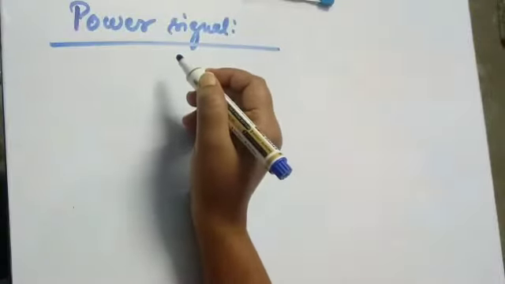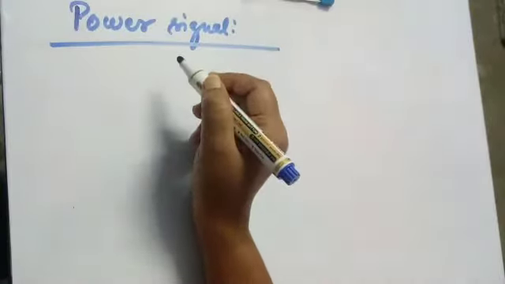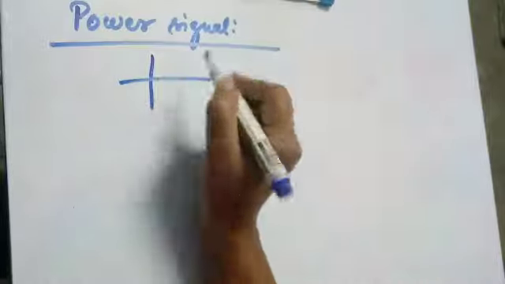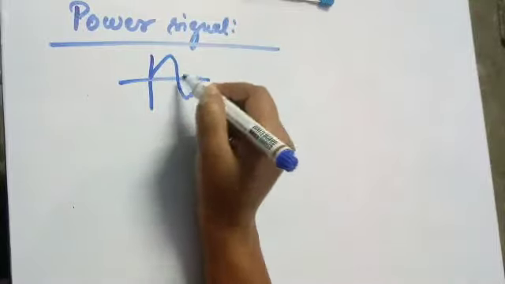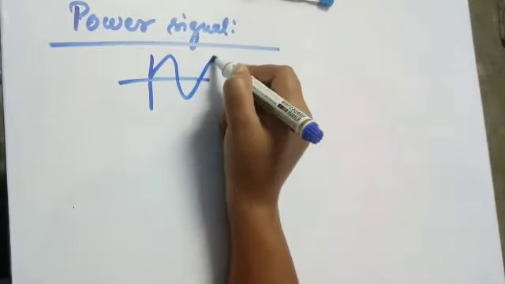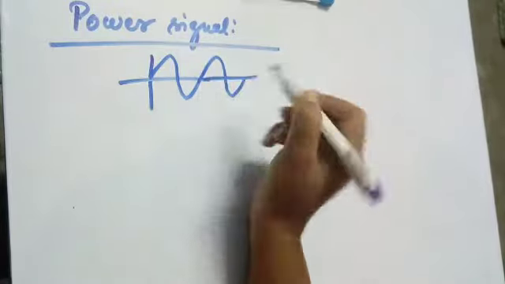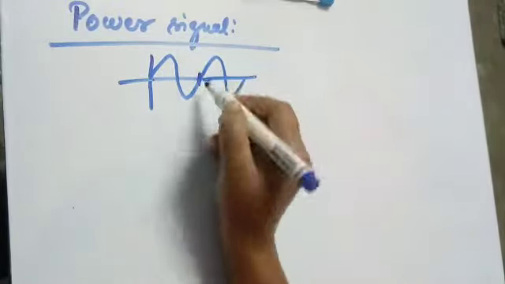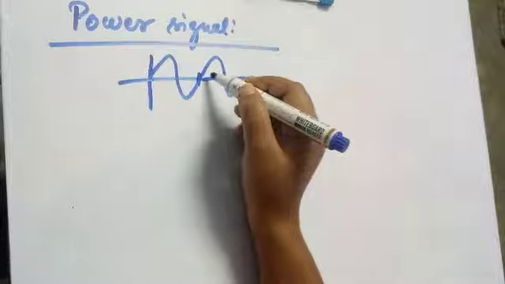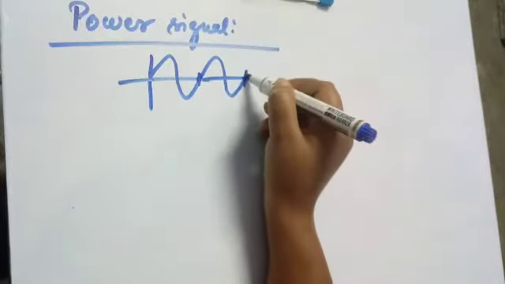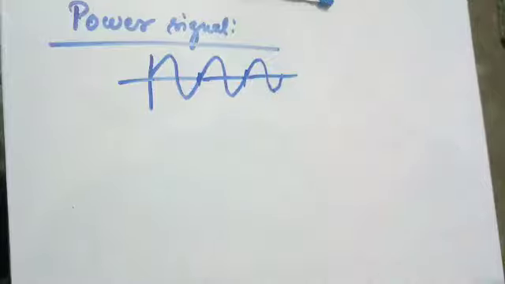Consider the power signal. Consider a periodic signal. You already know what a periodic signal is. Recall that the characteristic of a periodic signal is that it is continuous with respect to time, and its shape or value repeats after a particular time interval. If this characteristic is shown by a signal, it is a periodic signal.